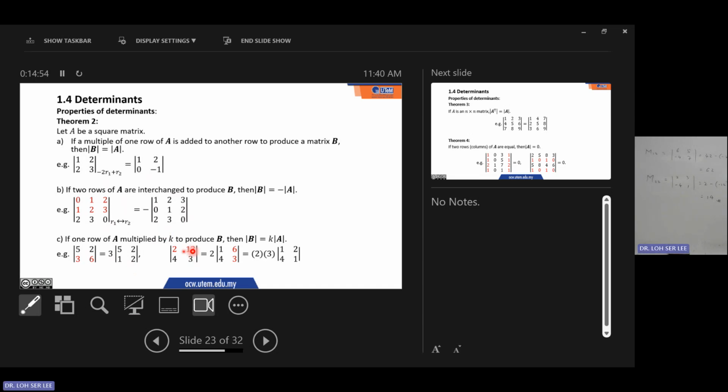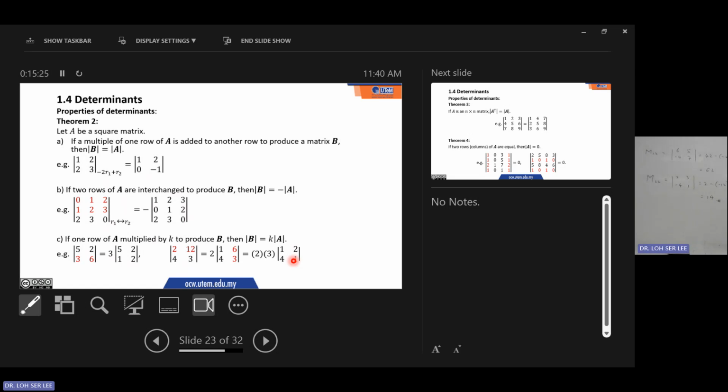Another example here: let's say we factorize 2 from row 1. Factorize 2, you have 1, 6 here, so we have a 2 here. And we found that we can further factorize 3 from this column, so that you have 2, 1 here, and the 3 is here. So 2 times 3 times the determinant of this.